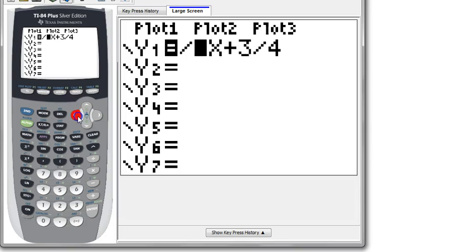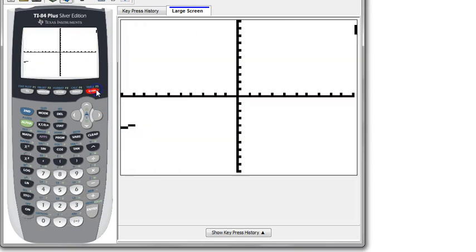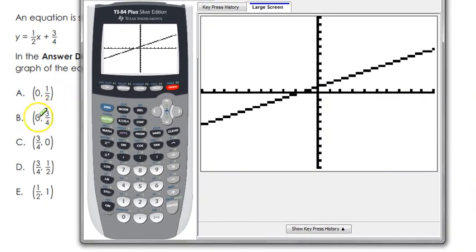If that does ever happen, scroll over and there's INS, which is insert. It's in blue, so second insert. Oh, now what happened? Second insert 1. There we go, 1/2 x plus 3/4. You could graph it, and we want to know what all those points are on that line.